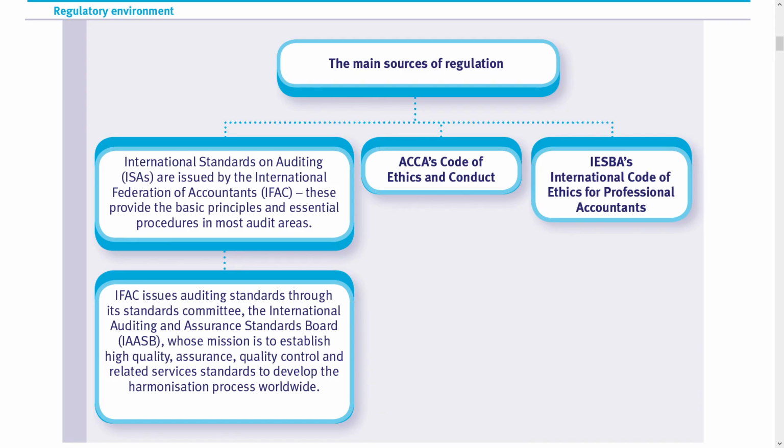These are the three main sources of regulation. Number one, IFAC. Number two, ACCA's Code of Ethics and Conduct. Remember the five ethical principles of ACCA? What are they? Integrity, objectivity, confidentiality, professional behavior, professional competence, and due care. Okay. Third, we have IESBA, the International Code of Ethics for Professional Accountants.